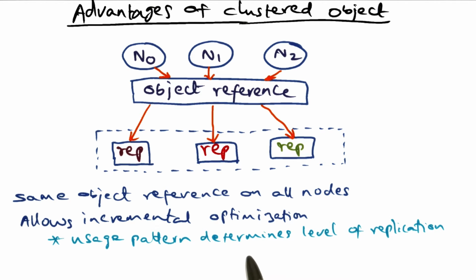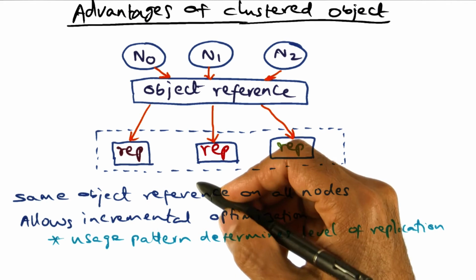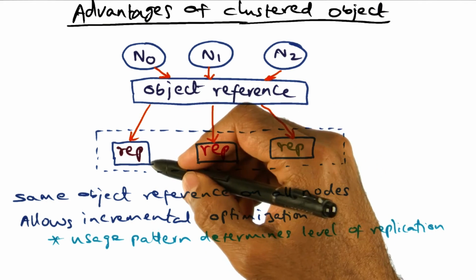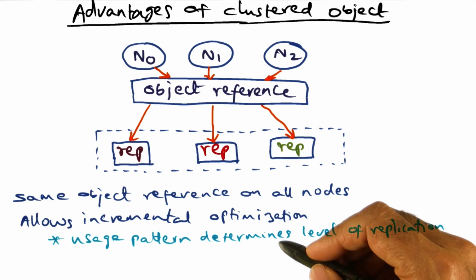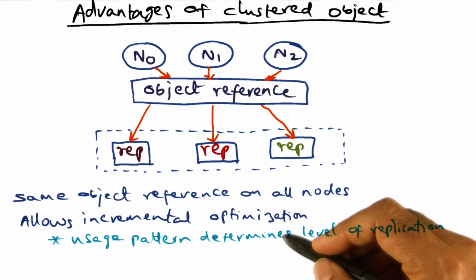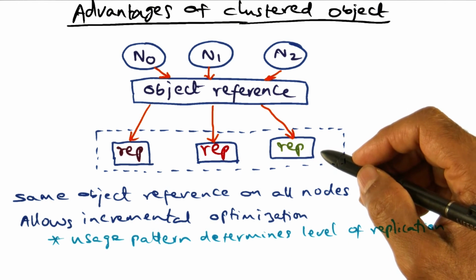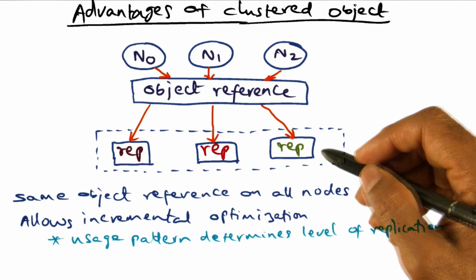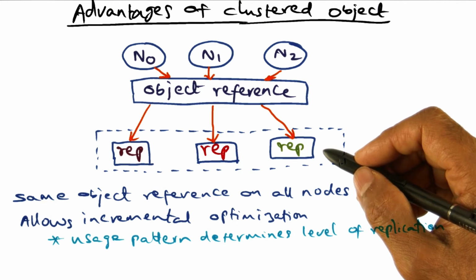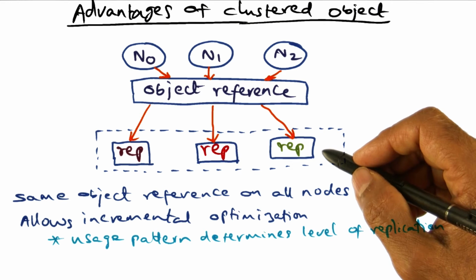Depending on the usage pattern, you can have different levels of replication of the same object. So it allows for incremental optimization. And you can also have different implementations of the same object depending on the usage pattern. And it also allows for the potential for dynamic adaptations of the representations. The advantage, of course, of the replication is that the object references can access their respective replicas independently. And this means that you have less locking of shared data structures.